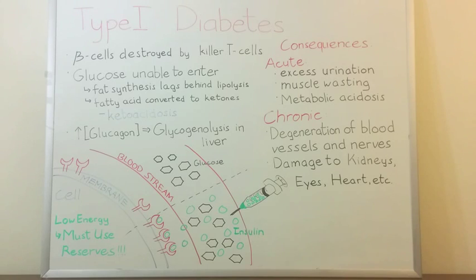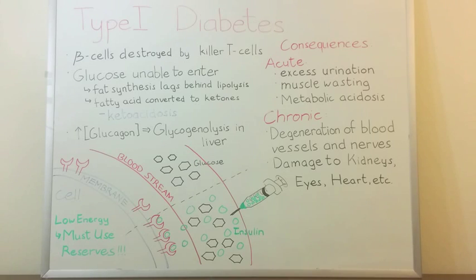Since glucose is unable to enter the cell, fat synthesis lags behind lipolysis. This is because the cell needs energy, however, glucose is unable to enter the cell to synthesize extra fats or fat stores. Therefore, the cell must tap into its reserves and break down those fats, which may be converted into ketones and result in ketoacidosis, which I will go over in a moment.